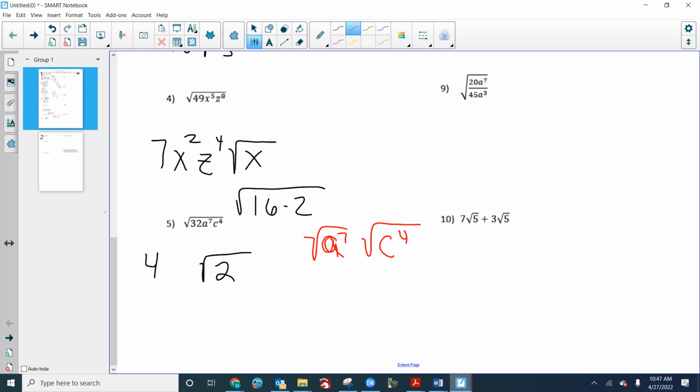Okay, how many? I have 7 A's, right? 7 A's. How many pairs do I have? 3. Okay, that means that comes out. Do I have 1 left? Yeah, because it's an odd number. I have 4 C's. How many pairs is that? 2. C squared.